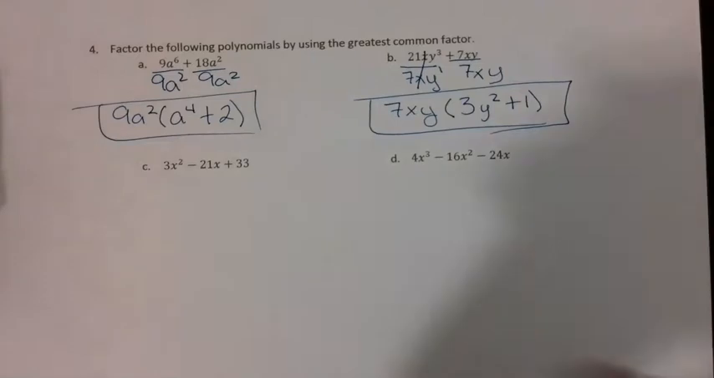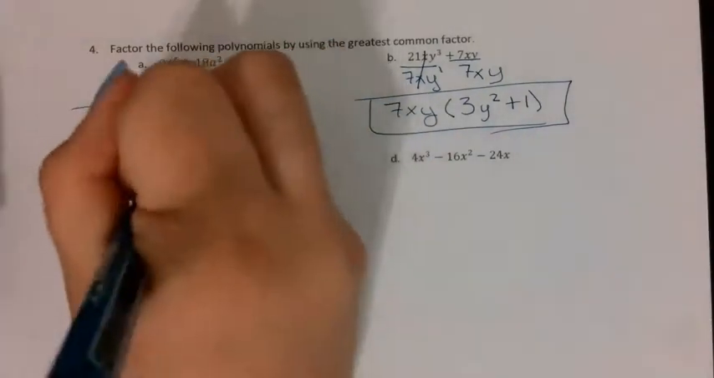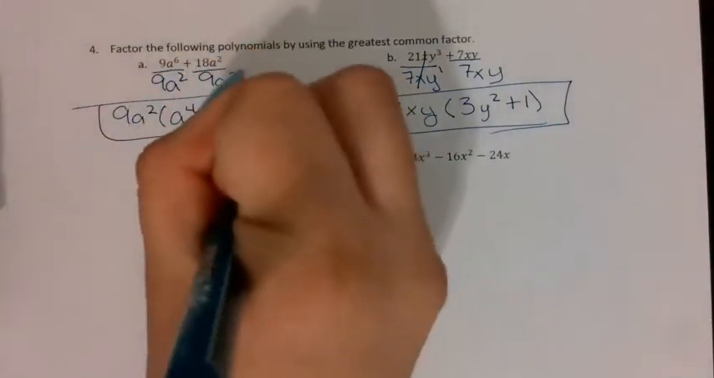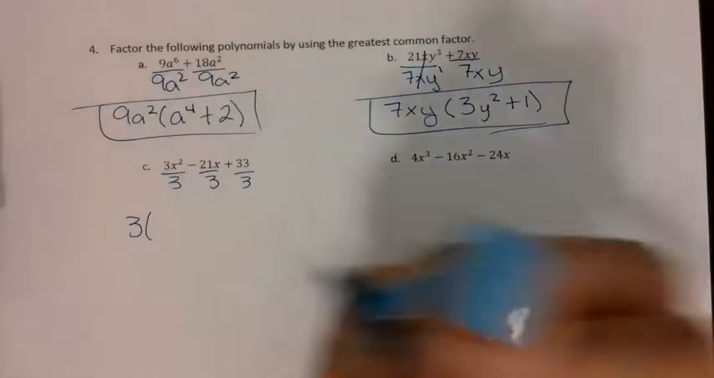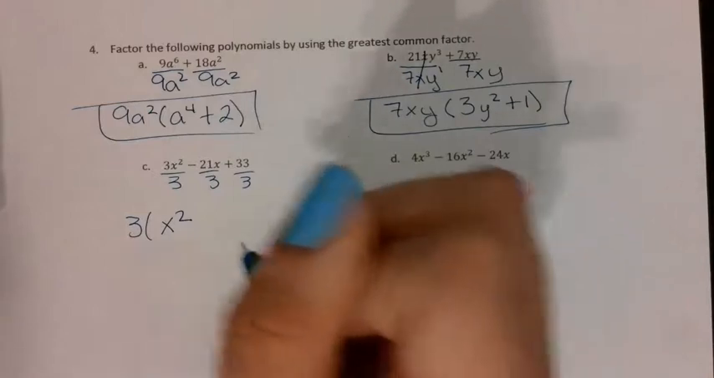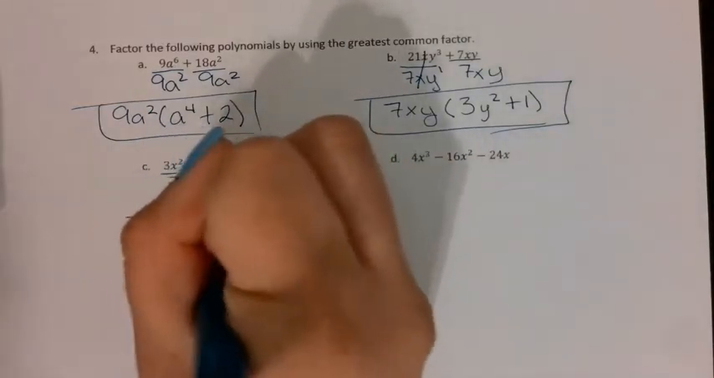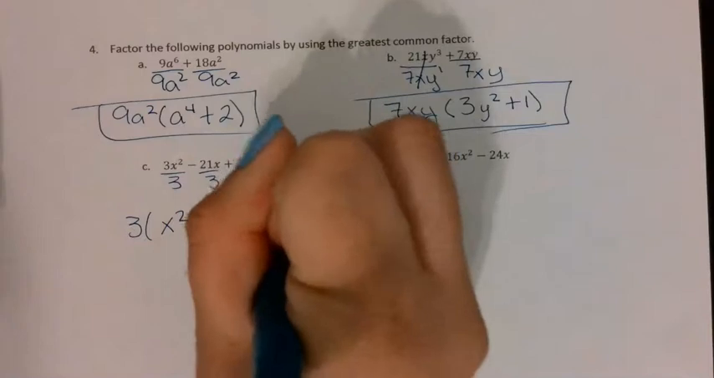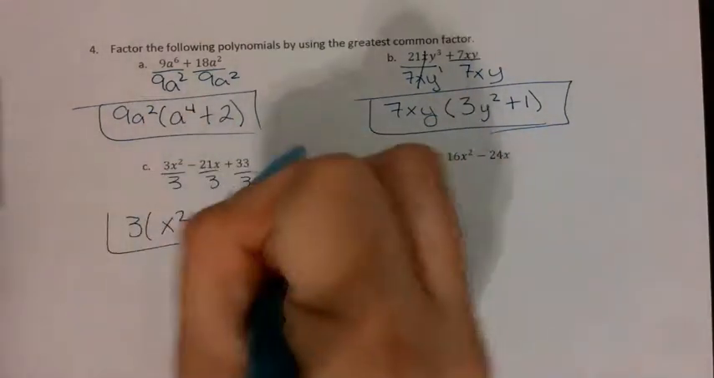For C, 3, 21, and 33 are all divisible by 3. So I write my 3 out front. 3x squared divided by 3 is just x squared. 21x divided by 3 is 7x, and 33 divided by 3 is 11.